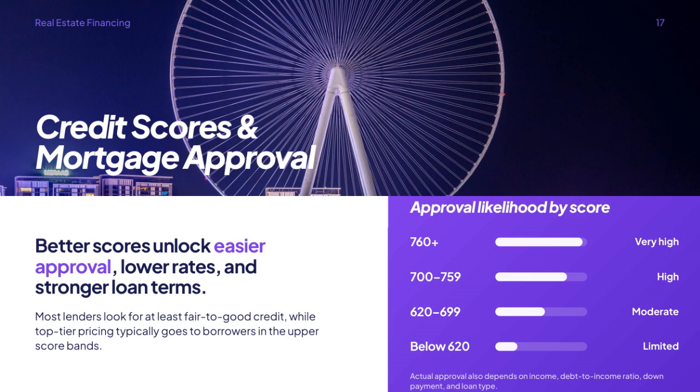It's important to remember that credit score isn't the only factor lenders consider. Income, your debt-to-income ratio, down payment size, and the type of loan you're applying for all play critical roles in the final decision. So, while improving your credit score is key, keeping your overall financial picture strong matters just as much in getting your mortgage approved.